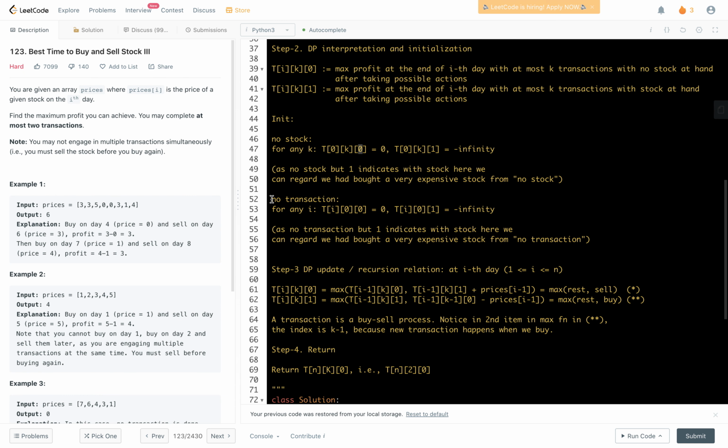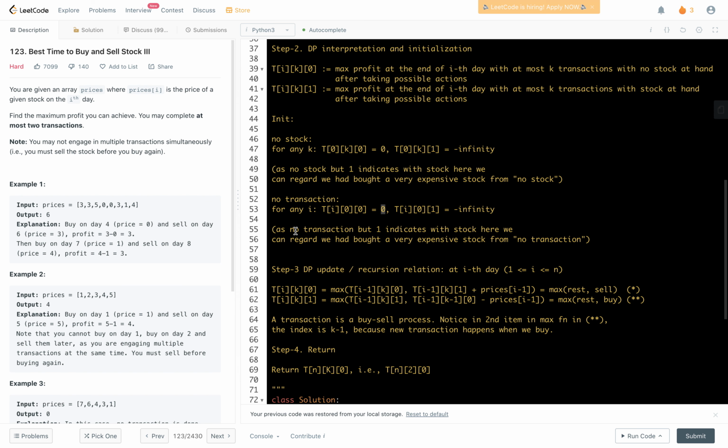The second part is the no transaction case. In this case, for an arbitrary i, we are going to set T[i][0][0] to be 0. The reason is that we end with no stock, right? Because we have no transactions, we have no stock, that's a normal state, so it's 0. The other case is T[i][0][1]. We have no transaction, but we end with stock. So we set this case to be negative infinity.